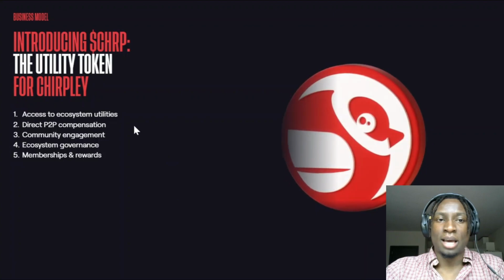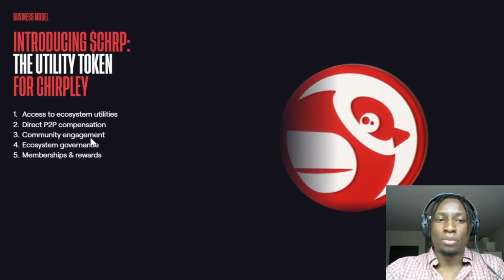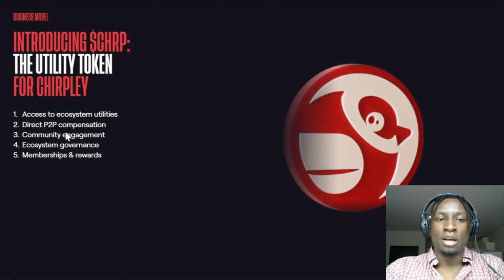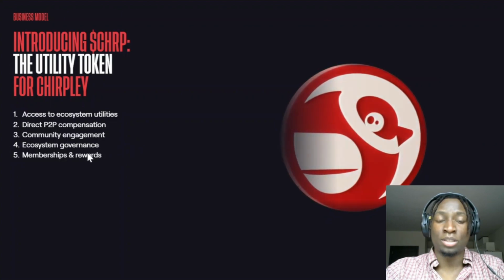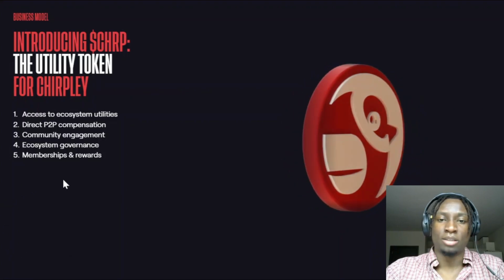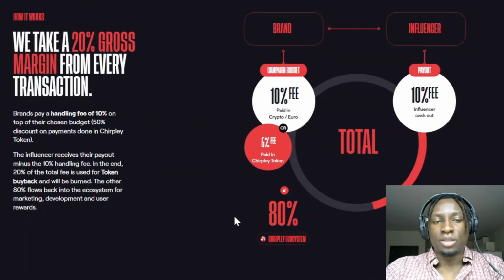We can see that the token and the utility of the token will have different forms of utilization, right? So you can access the ecosystem, direct peer-to-peer compensation, community engagement, ecosystem governance, membership, and rewards, guys. So this is the utility aspect of buying the token if you guys do decide to allocate a position, as I said previously. So we see here more of how the fees and everything in the system is going to go.